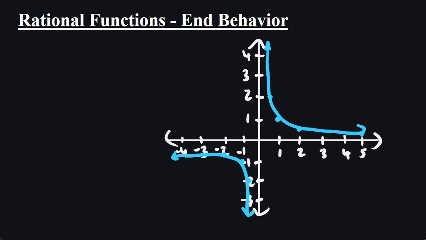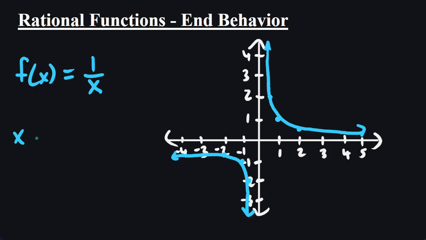Hey everyone, in this video we'll examine the end behavior of rational functions. So we have this rational function graphed right here, f of x equals 1 over x. And let's go ahead and just observe the end behavior by taking a look at the graph.